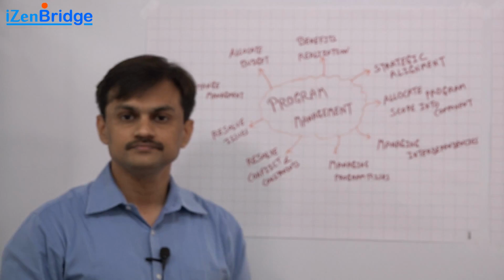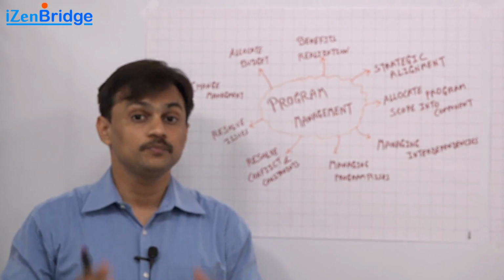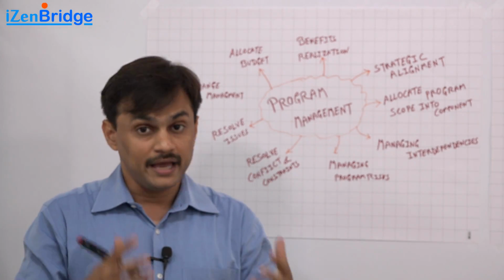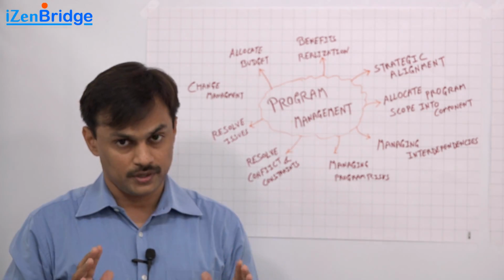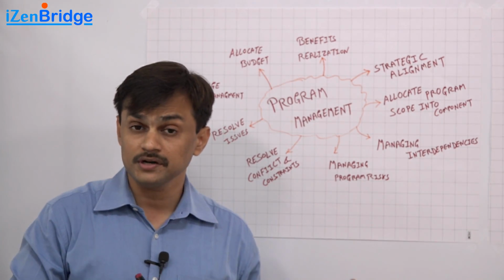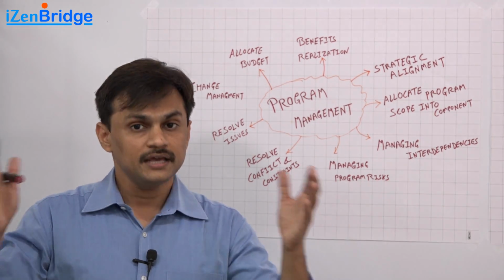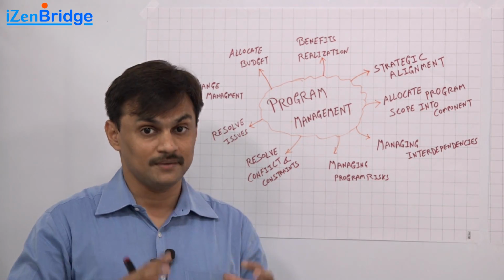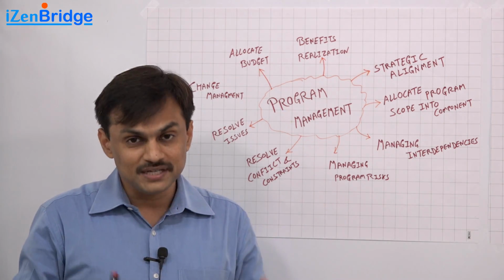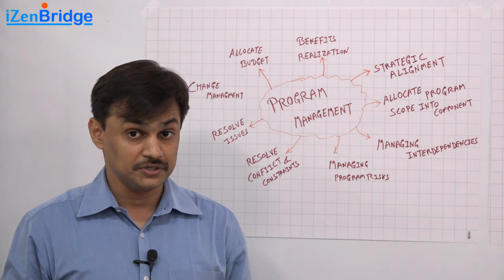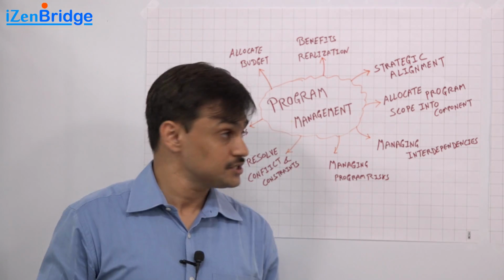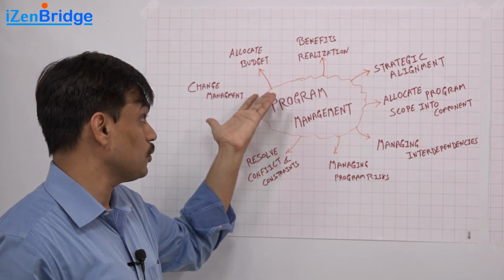Allocation of budget. We looked at portfolio. Portfolio gives the money to a program, and if we are a project under a program, and when I say project under a program, it also means that there could be a project which is not under a program. But if we are a project under a program, our money gets distributed and allocated by the program management group, the program management stakeholders. So they do play a role in allocating budget.